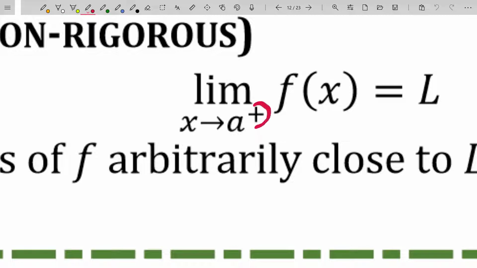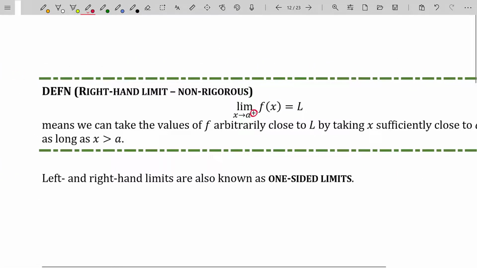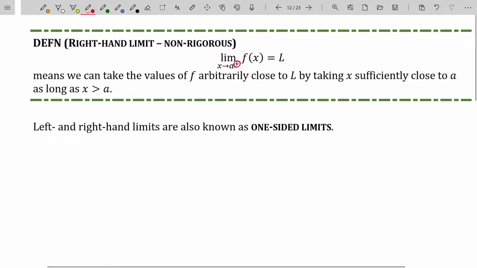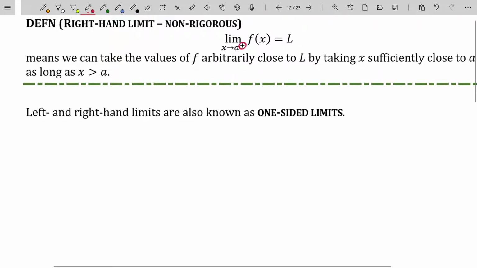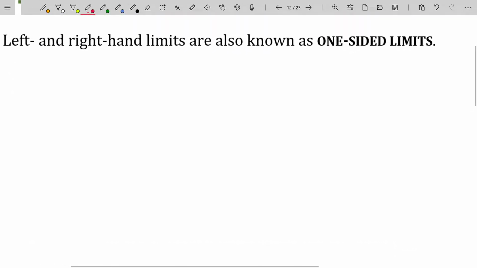And that's what we use the plus sign for. So in this case, x takes on values that are slightly greater than a. Again, the meaning is that we can take the values of our function arbitrarily close to L by taking x sufficiently close to a, as long as x is greater than a. And as I've been saying, the left and right hand limits are also known as one-sided limits.